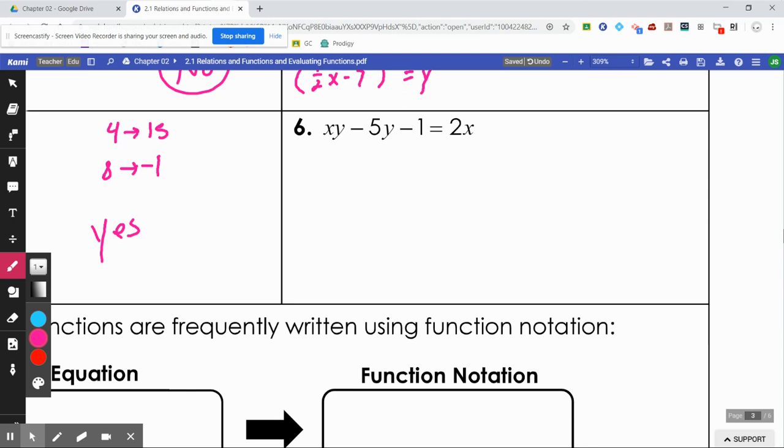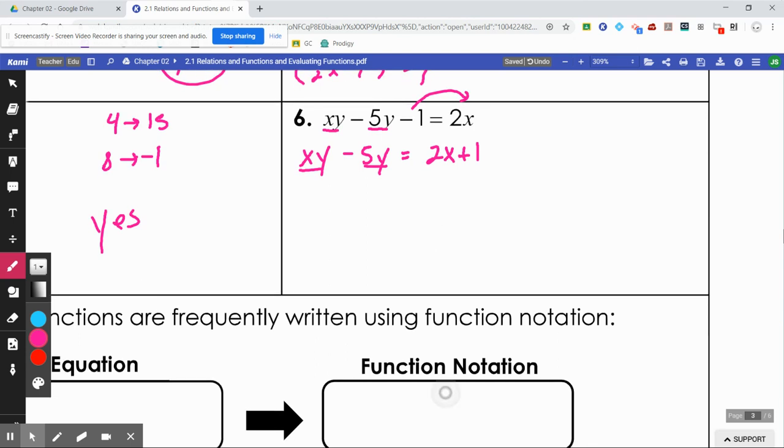And number 6, to get y by itself, again, we're going to have to use our trick here. The trick is, if you have two different sets of y's, keep them together and move the -1 to the other side. So you have xy minus 5y equals 2x plus 1. Now, how do you go from having two different y's to just one y? You factor. So let's factor out a y, and you're left with an x and a -5. And that's equal to 2x plus 1.